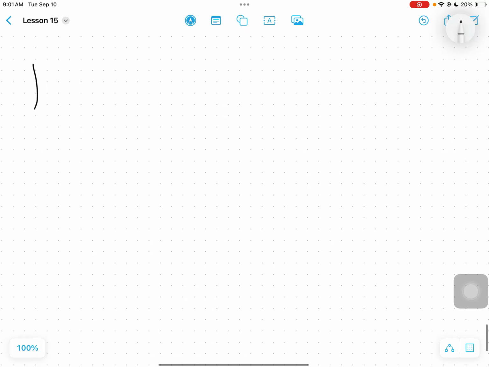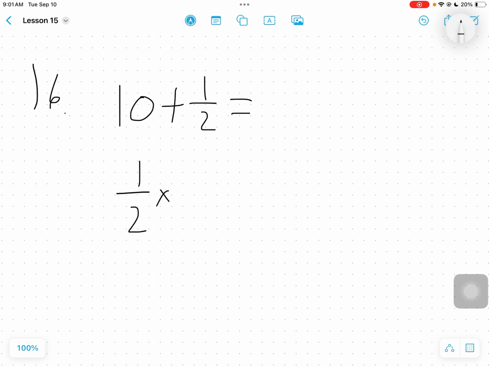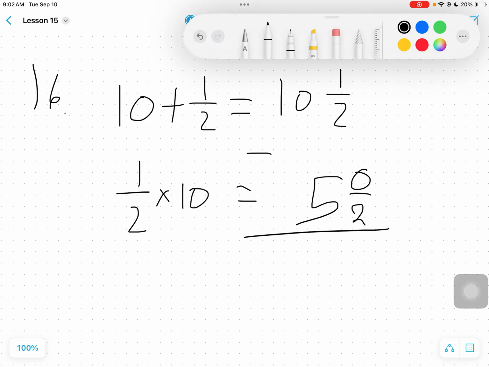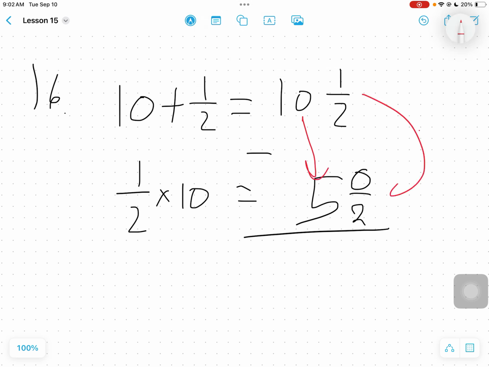16. What is the difference between the sum of 10 and 1/2? So the sum, I'm going to add those up, and the product of 1/2 and 10. So here we're taking half of 10. Here we're going to add these up. Then we're going to subtract them. Now, the neat thing here is that 5 doesn't technically have a fraction with it, so we can make one that's a denominator of 2, but then the numerator has to be 0. Why? Because 0 divided by 2 gives you 0. 5 plus 0 is still 5. We do this so that you can subtract the whole numbers and subtract the fractions there.